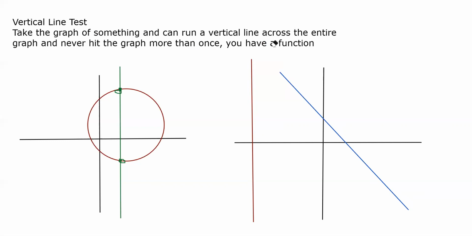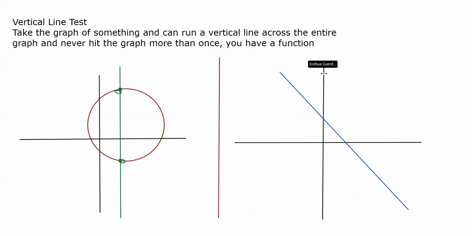So now, if I run the vertical line across, ooh, that's smooth. That's real smooth. And maybe that will make it a little more vertical looking. There we go. That's a little better. Ooh, that's smooth. The vertical line can completely go across and only ever touches the graph once. It only ever touches the blue thing one time everywhere across the entire domain.